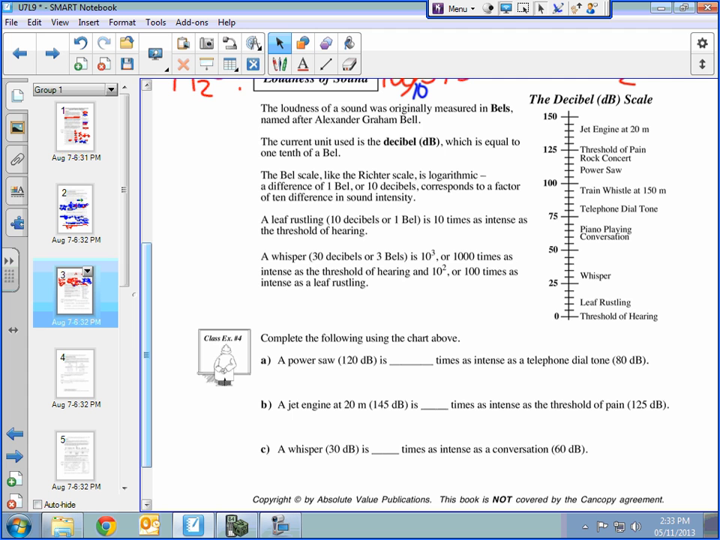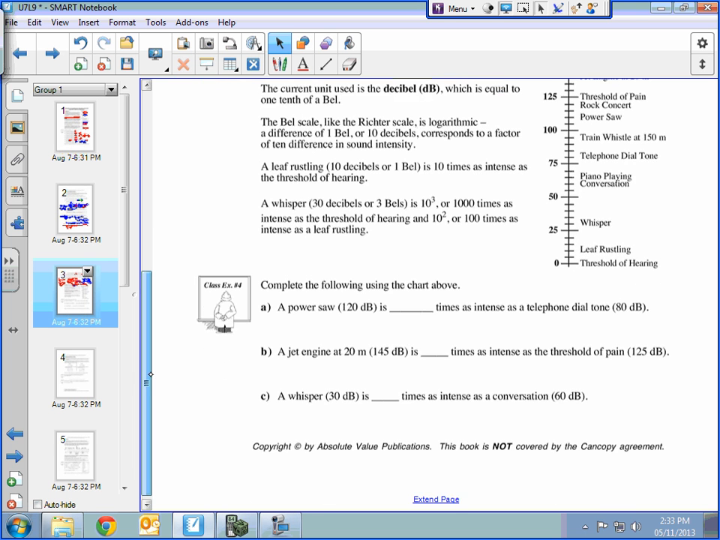So a leaf rustling, 10 decibels or 1 bell, is 10 times as intense as the threshold of hearing. Because if you look at the threshold of hearing, it's right at the bottom, and a leaf rustling is right above it, then it would be 10 times more. Okay? A whisper, which is 30 decibels or 3 bells, is 10 to the exponent 3 or 1,000 times as intense. So same idea as magnitude, Richter scale, okay?